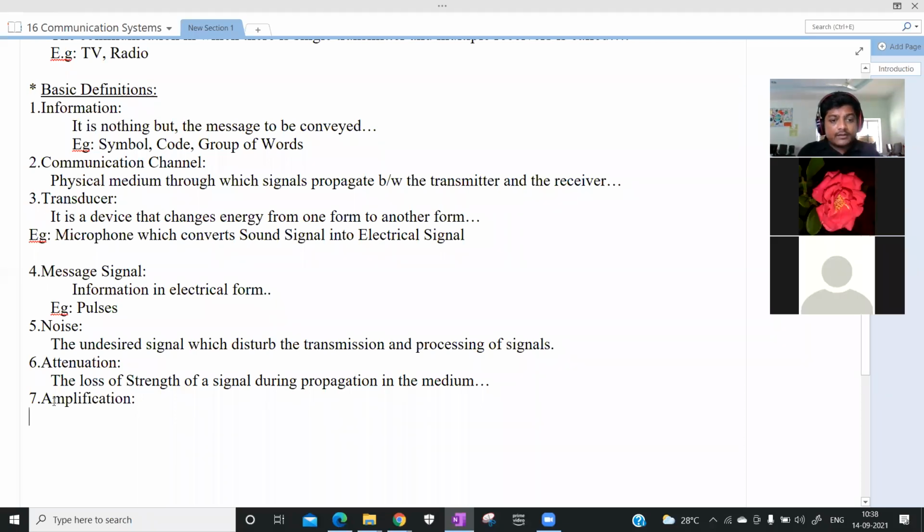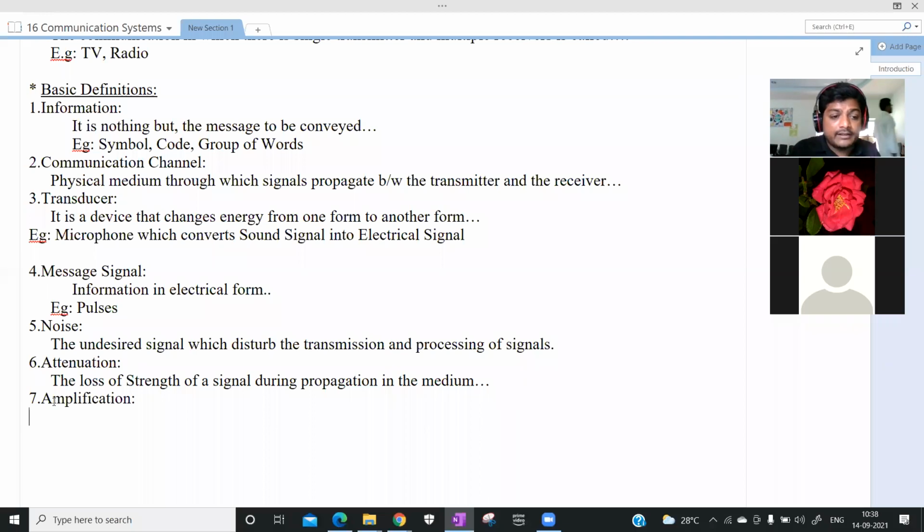It is necessary to emit the information. So whenever we're sending information through the medium, gradually the strength of the signal will decrease. So in order to increase the strength of the signal, we need to do what, Anna? We need to do amplification.